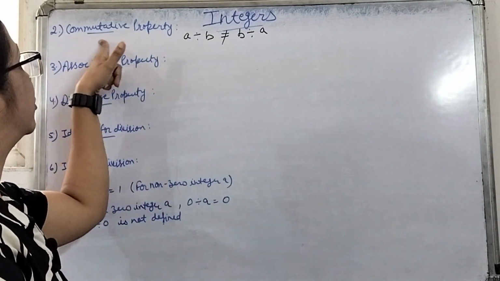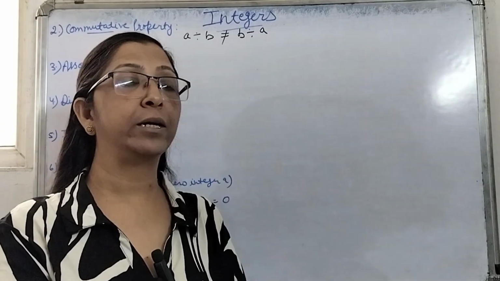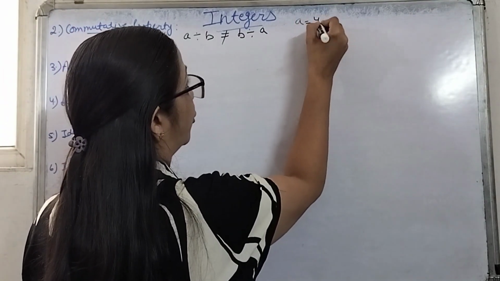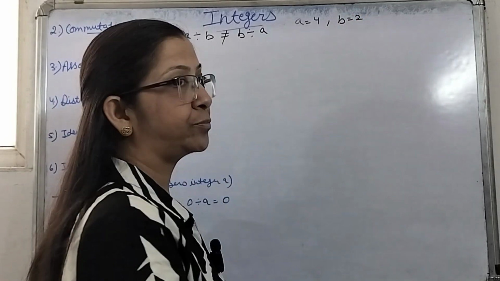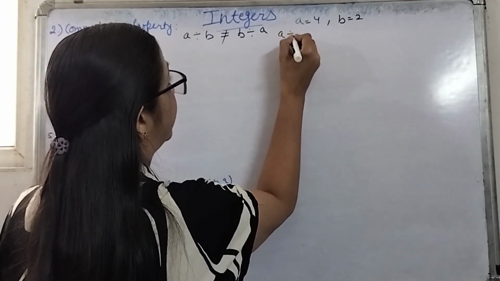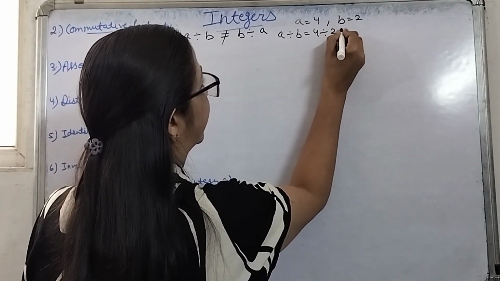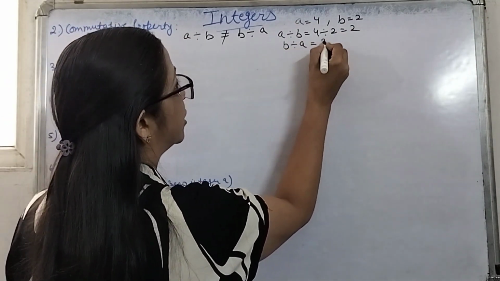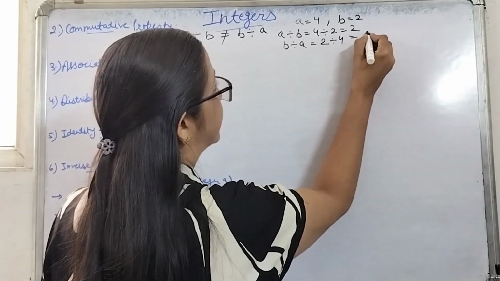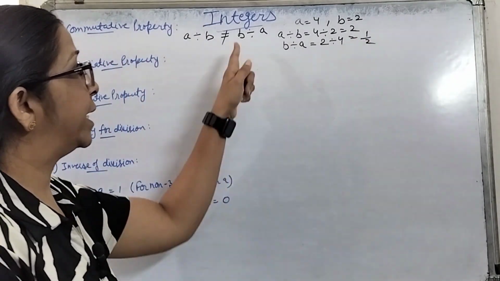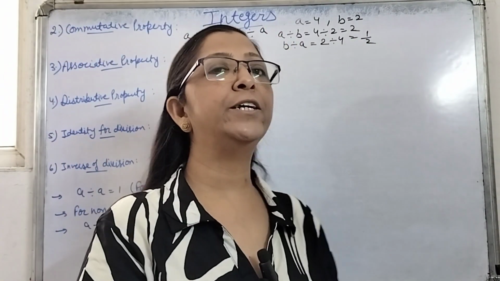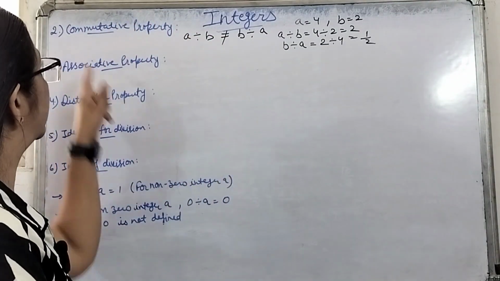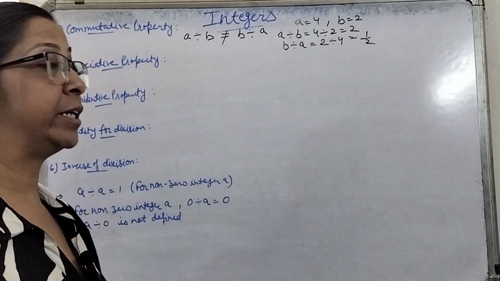Here, suppose we take the value of a as 4 and the value of b as 2. Then a divided by b is 4 divided by 2, which is 2. And b divided by a is 2 divided by 4, which is equal to 1 upon 2. So a divided by b is not equal to b divided by a. So we say that division of integers does not satisfy the commutative property.